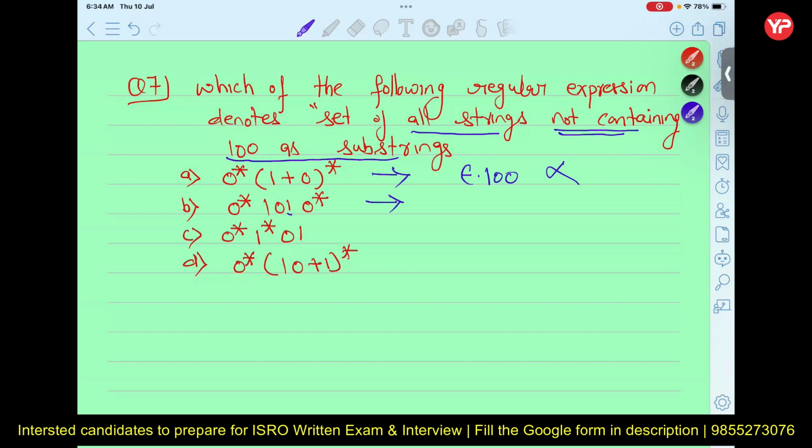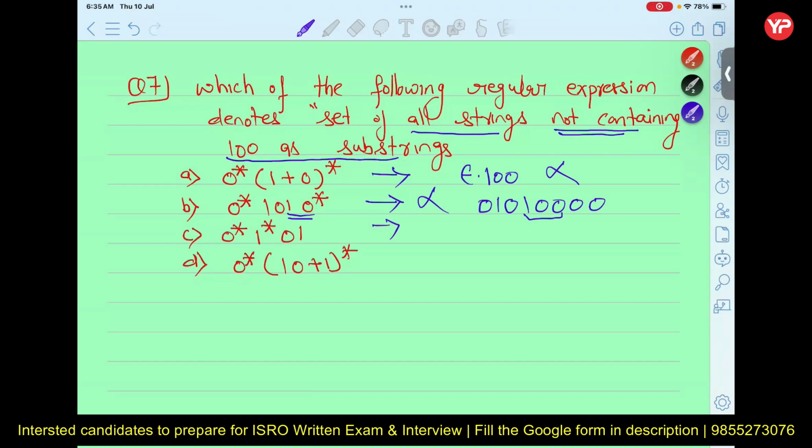That means from here you can generate 100. Fine. Again, this is false. That means zeros from 0 star 0, from 1 1, from 0 0, then 1 0 star means 100. You can go with any number. So it's a substring. Again, second is false. Third one. In third one, you never generate 100.